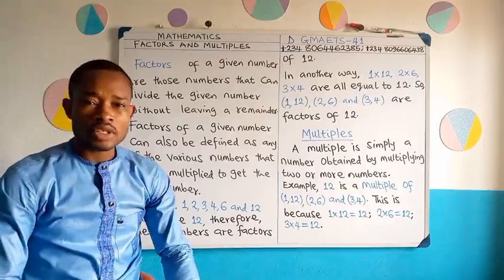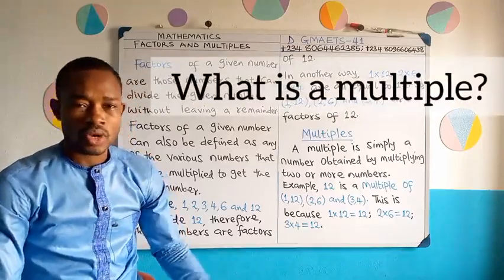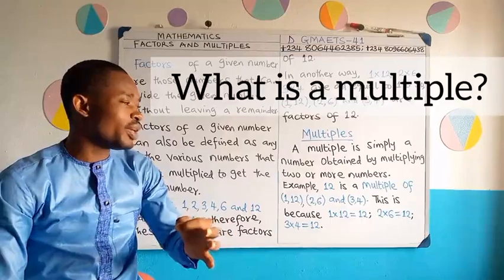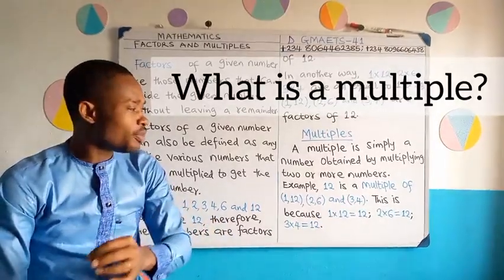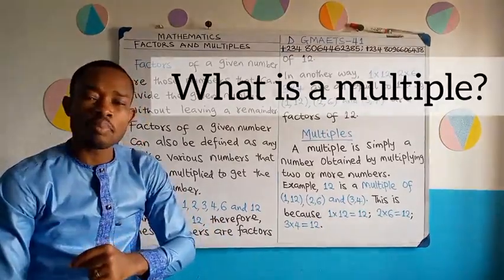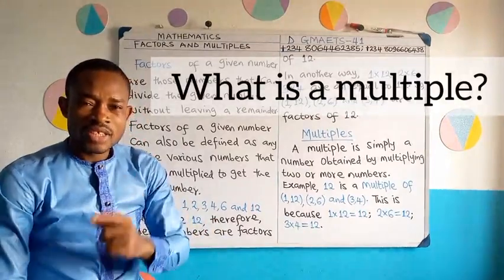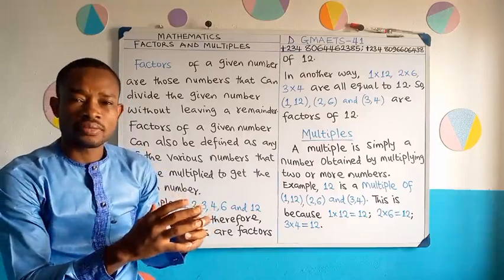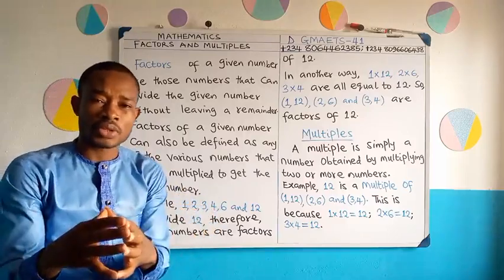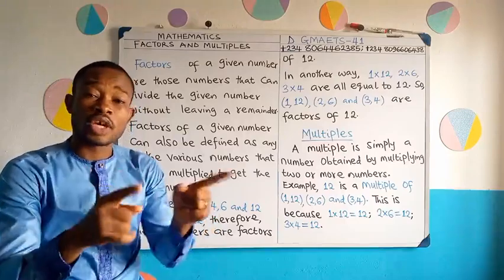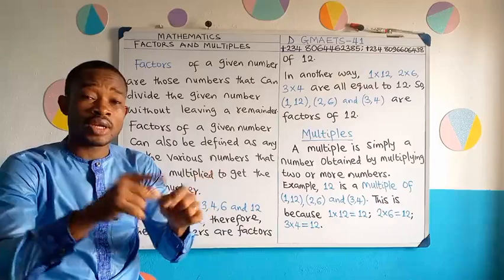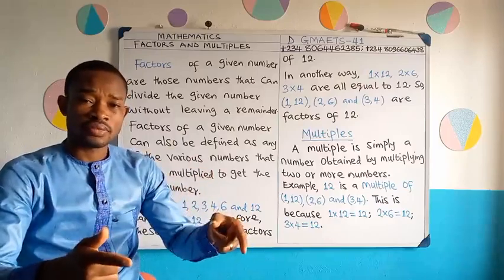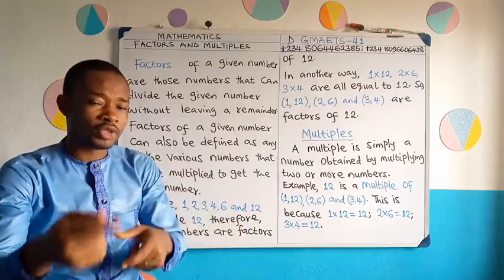Can we now move on to multiples? On the board, we'll have the definition. A multiple is simply a number obtained by multiplying 2 or more numbers. So if I ask you, you have something like 12. 12 is a multiple of some numbers. If you multiply 1 and 12, you get 12. So 12 is a multiple of 1 and 12. If you multiply 2 times 6, you'll get 12. So 12 is also a multiple of 2.